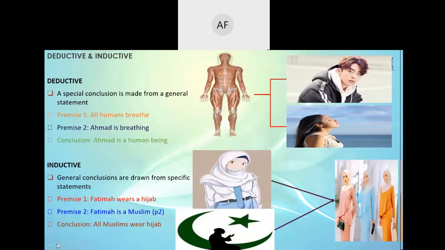So the difference between deductive and inductive is that in inductive, a general conclusion is drawn from specific statements. So deductive is special, special, special, become general, and then inductive is general, general, general, become special. Like this, premise one, Fatimah wears a hijab, general, and then premise two, Fatimah is a Muslim, general too. And then we can conclude, become special, all Muslims wear hijab.